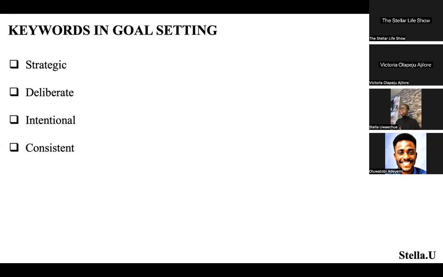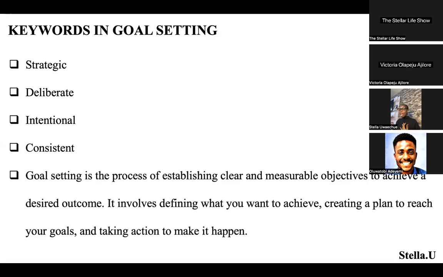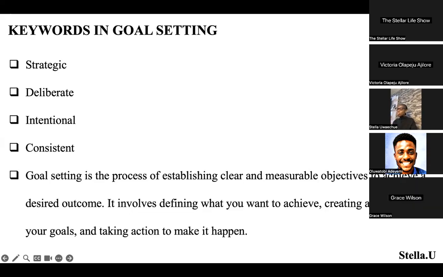In other words, we're going to summarize goal setting using this definition that I got from Google. Goal setting is the process of establishing clear and measurable objectives to achieve a desired outcome. It involves defining what you want to achieve, creating a plan to reach your goals, and taking action to make it happen.